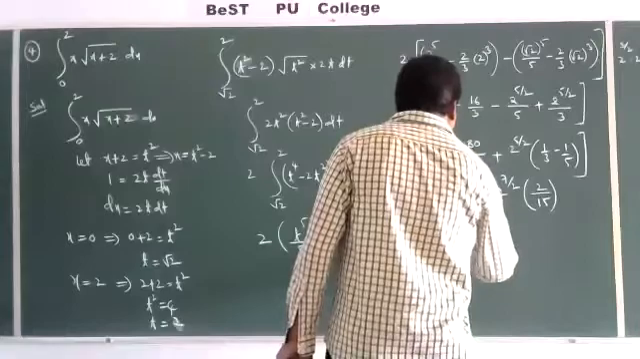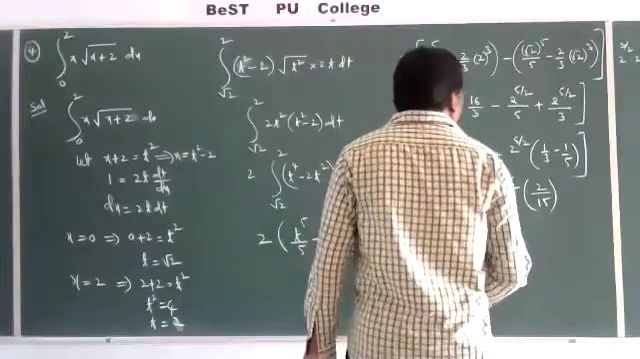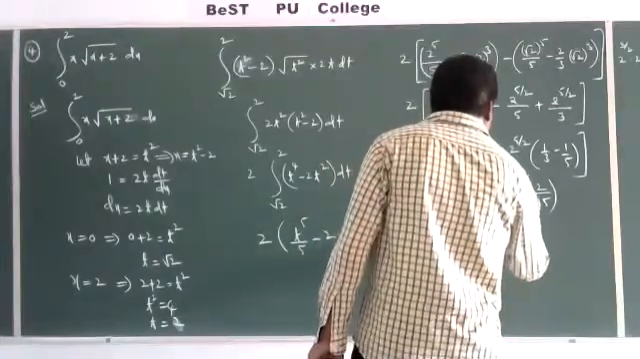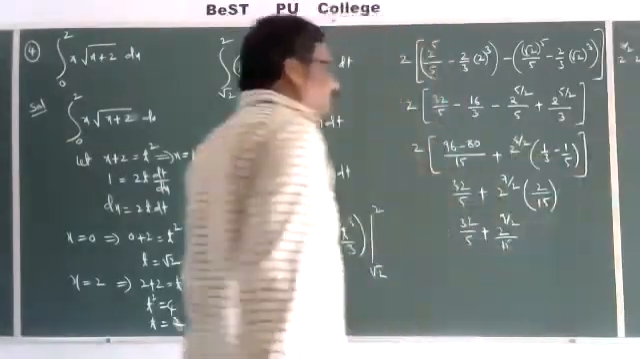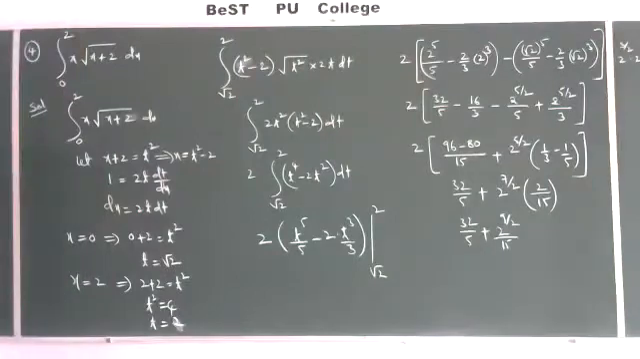That is 32 by 5 plus 2 power 9 by 2 by 15. That's the final answer: 32 by 5 plus 2 power 9 by 2 by 15.